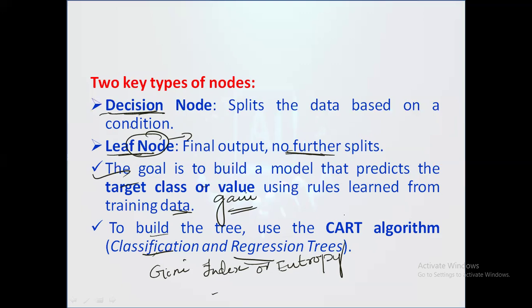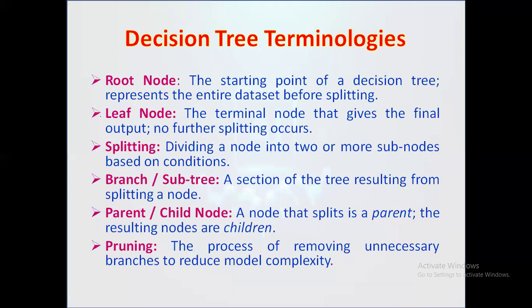Entropy is used to determine the best features to split on at each node. CART builds binary trees. Each node has two children, and it works for both classification and regression tasks, making it a foundational algorithm in decision tree learning. So here, for constructing the decision tree, we are using various terminologies.